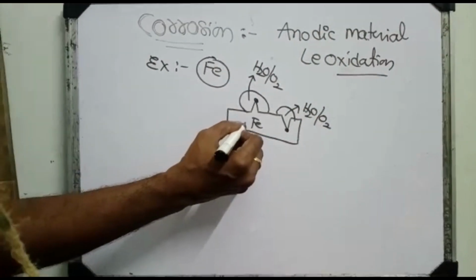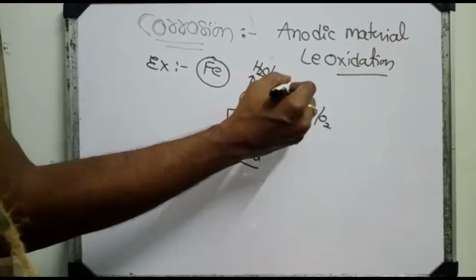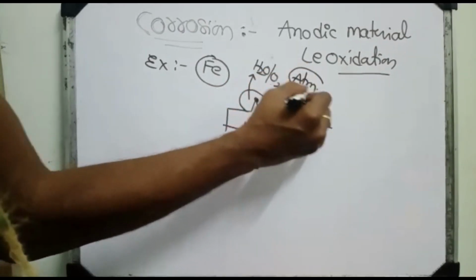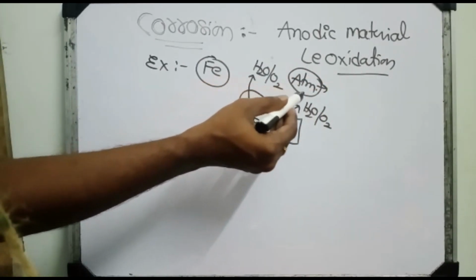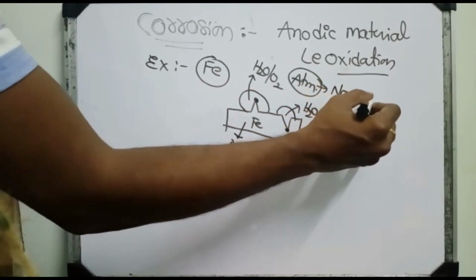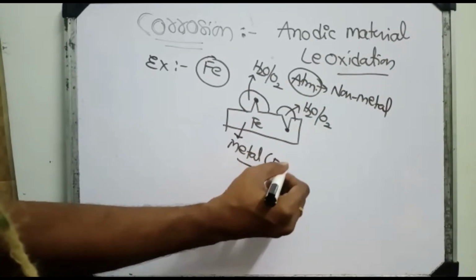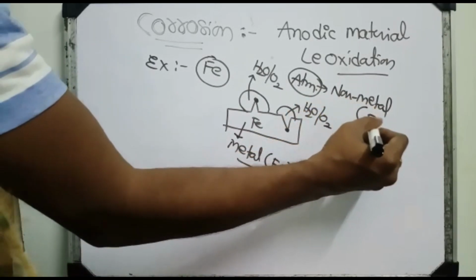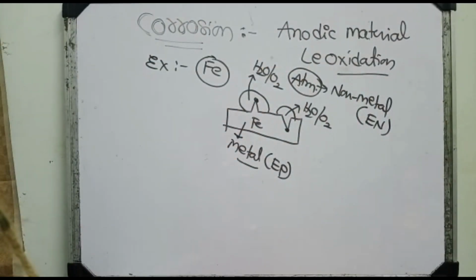See, iron is what? A metal. Atmosphere is non-metal. So that contains what? Water vapor, oxygen, nitrogen. These all are non-metal. So metal has what? High electropositivity. Non-metal has what? High electronegativity. So that's why they continuously react with each other.